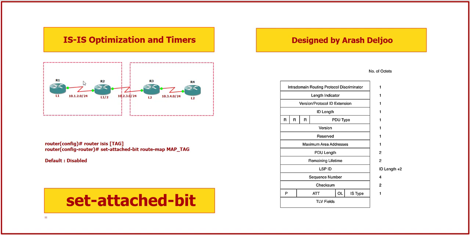Look at the scenario. In this scenario, we have R1, R2, R3, and R4. R1 is a level 1 router, R2 is a level 1-2 router, R3 is a level 2 router, and R4 is also a level 2 router. You know that because R2 is a level 1-2 router, and now it's connected to router 3, it needs to send the attachment bit, or attached bit, to the level 1 area. Let me show you.